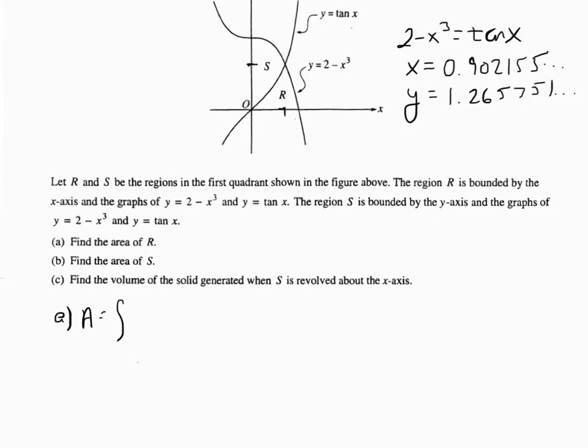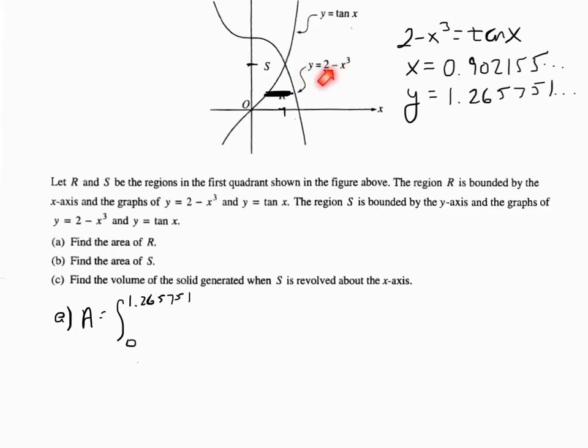So for R, I'm going to differentiate with respect to y. I want to draw my rectangles this way, which means I'm going to have the cubic function minus the tangent function. My values are going from 0 up until the point of intersection on the y-axis. So I'm looking at 0 until 1.265751.